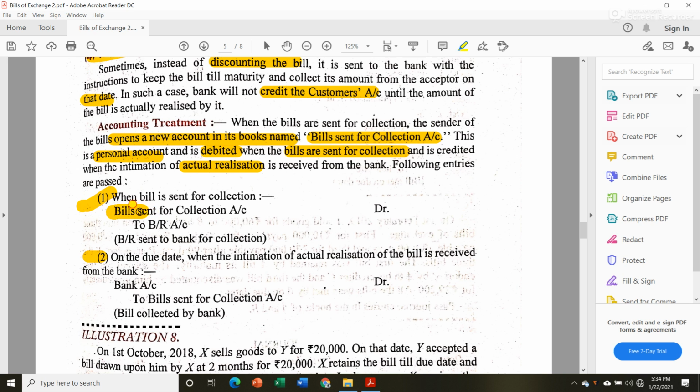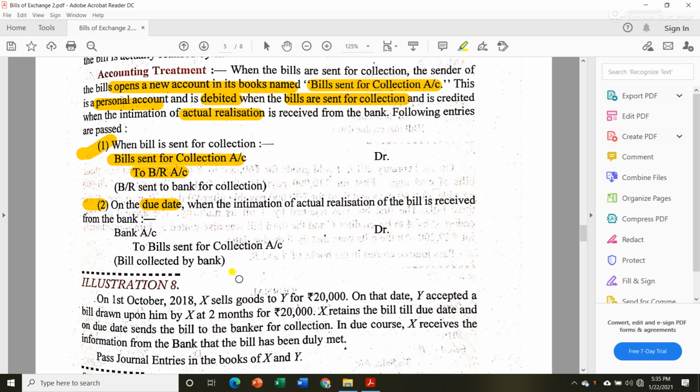Now these two are the journal entries that we will be passing in our books. See, Bills Sent for Collection account debit to Bills Receivable account. When I send my bill to the bank for collection, this journal entry will be passed in my books. Then on the due date when I receive actual money from bank, that time I will make a journal entry, Bank account debit to Bills Sent for Collection account. Now let us see this with the help of an example.